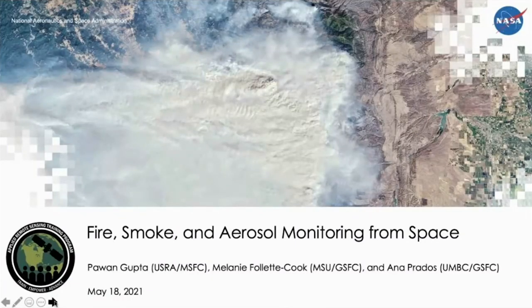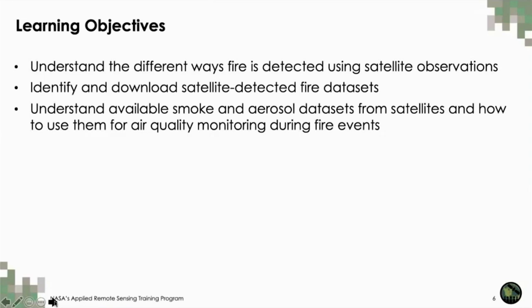So let's start today's presentation. Today I'm going to talk about fire, smoke, and aerosol monitoring from space. The learning objectives for this talk are to understand the different ways in which fire can be detected using various satellite observations, identify and download satellite-detected fire datasets from various NASA and non-NASA data centers, and understand the available smoke and aerosol datasets, again derived from satellites, and how to use them for monitoring air quality during a specific fire event.